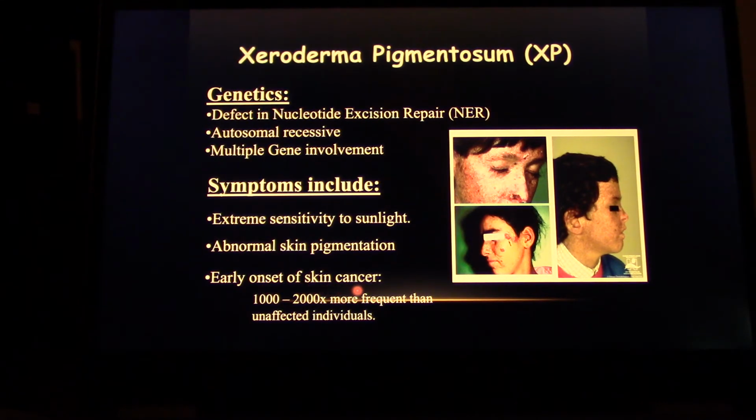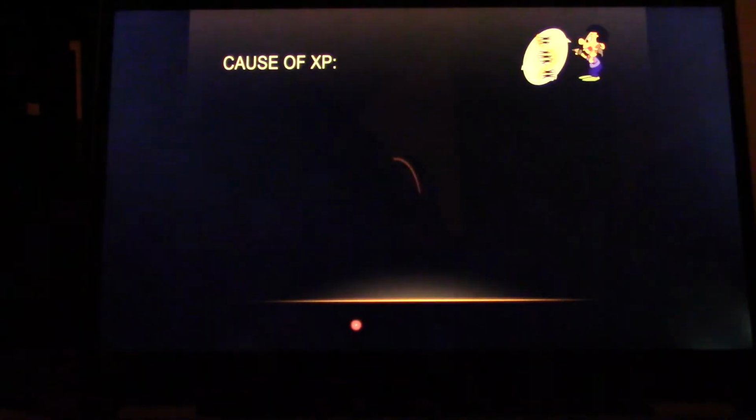early onset of skin cancer at a rate that is 1,000 to 2,000 times more frequent than unaffected individuals. So these kids literally cannot go out in the daytime. In fact, they have summer camps for them where all the events occur at nighttime. They are that sensitive to the sunlight.